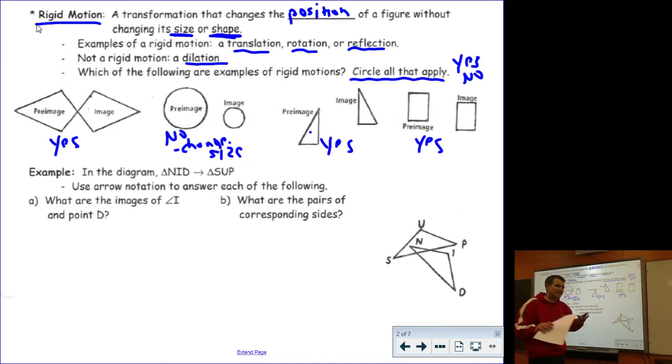All right, so that's all there is to that. A rigid motion. When something is transformed, if the size and shape stayed the same, we call that a rigid motion.